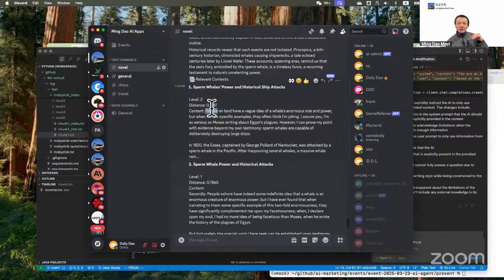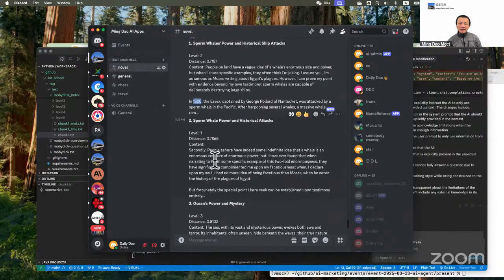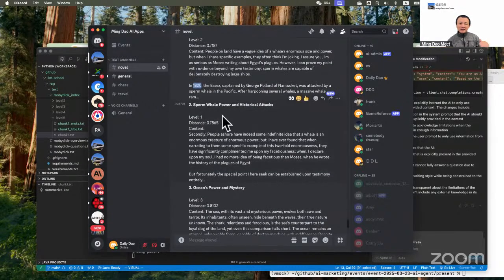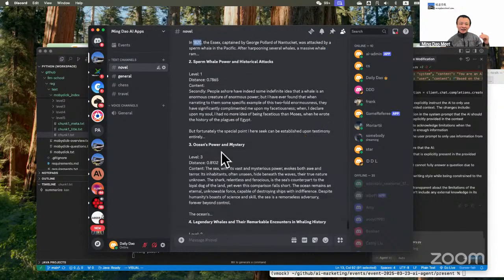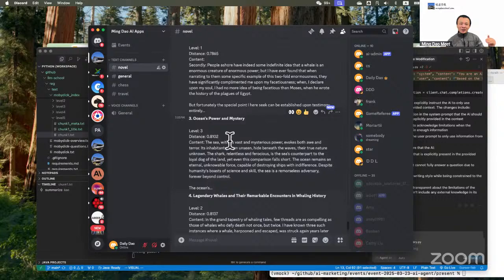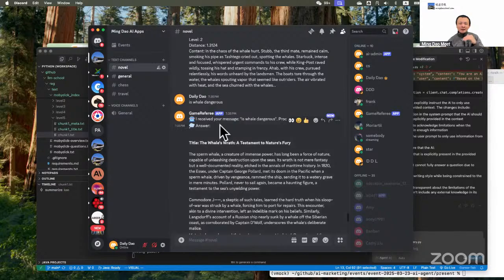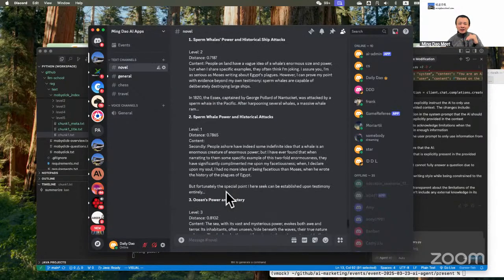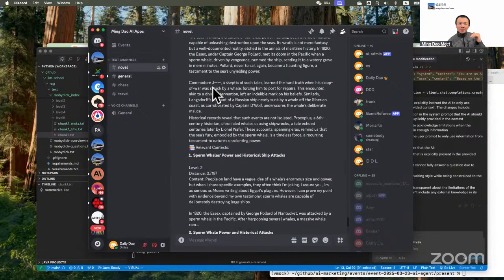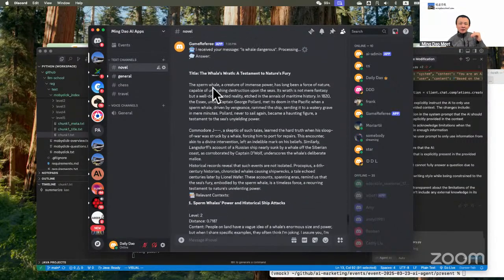And this one, first paragraph has very specific example, like Egypt's plagues. And the specific example is 1820. There's this particular ship that is sunk by the whale. And then there's the whale's power and historical attacks, and then ocean's power. All these are, I guess, because I say is whale dangerous. It actually found some paragraphs that have very small distance to my question.